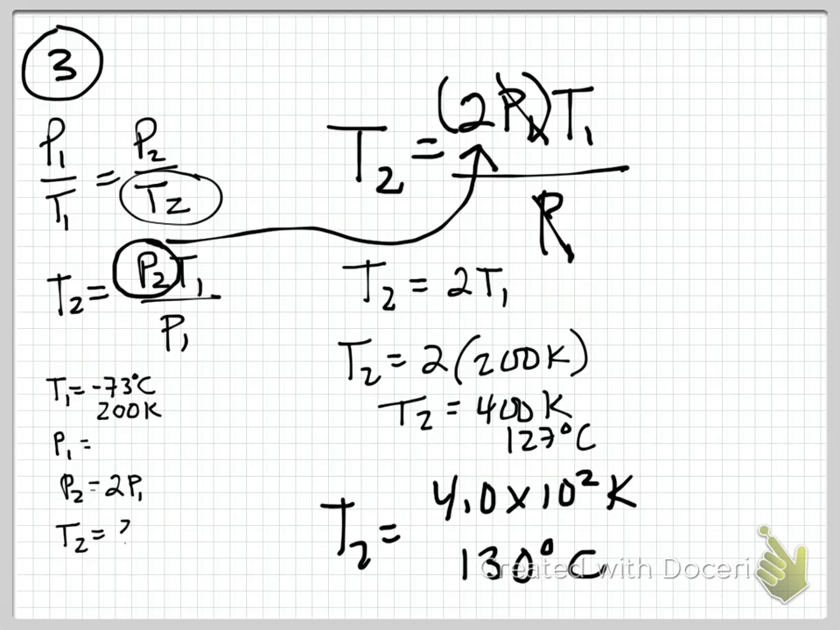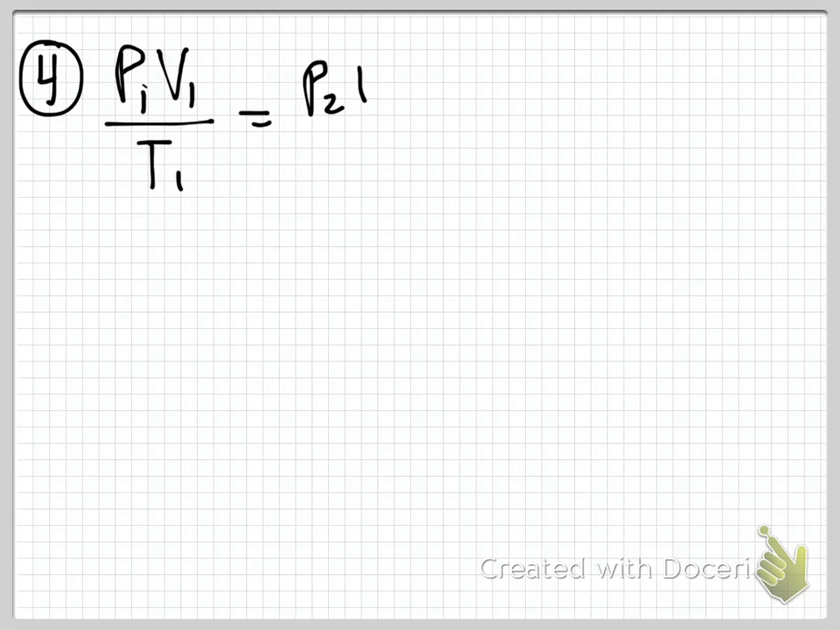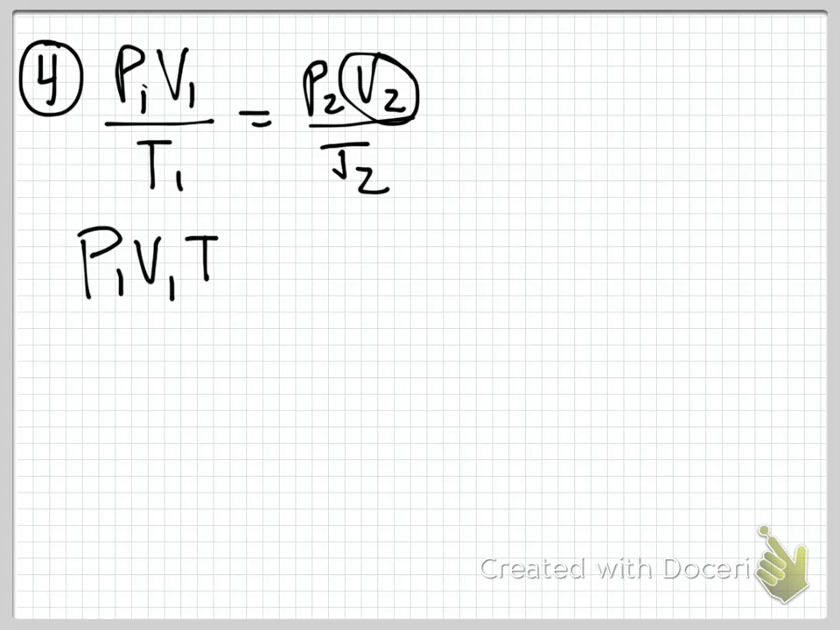The Celsius temperature is pretty easy to express with 2 sig figs. 127 rounds to 130, and you've got 2 sig figs. Questions on that one? So these are problems where we're changing more than one thing. So we have P1 V1 over T1 equals P2 V2 over T2, and we're solving for V2. So what we end up with is P1 V1 T2 over T1 P2 equals V2.